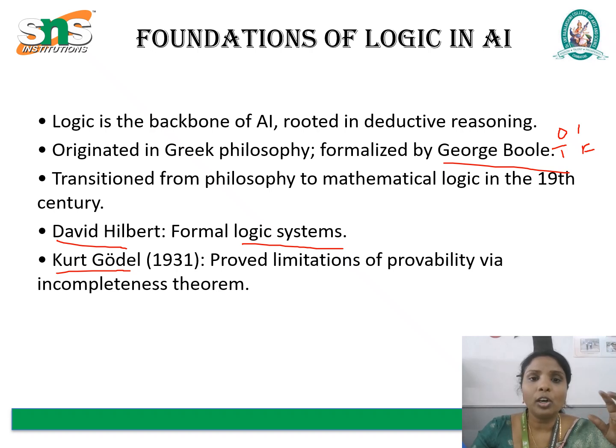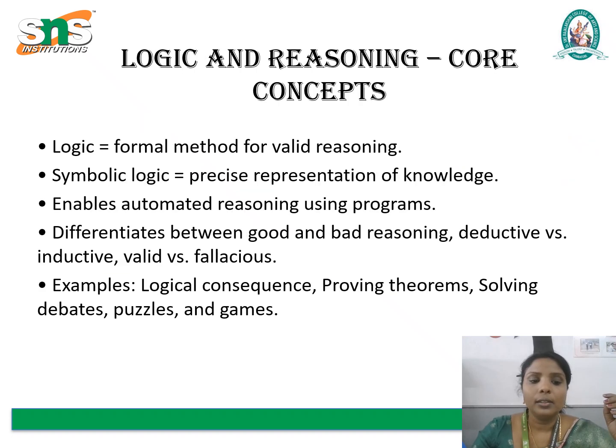As a result, while logic is essential for artificial intelligence, it cannot solve every problem alone. This is why modern artificial intelligence also includes other methods, like learning from data and probabilities, along with logic, to create smarter systems. Next, we see logic and reasoning.